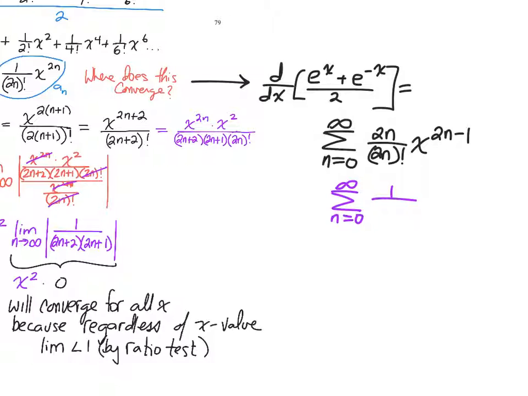It would be 1 over (2n minus 1) factorial, x to the 2n minus 1. All right, it actually has the same structure as the original function. So you think about how that might come into play.